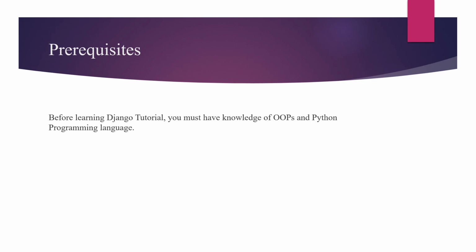Prerequisites: before going to learn Django, you must have knowledge about OOPS and Python programming language. Okay, if you know OOPS and Python programming language, you can easily learn Django. Okay.